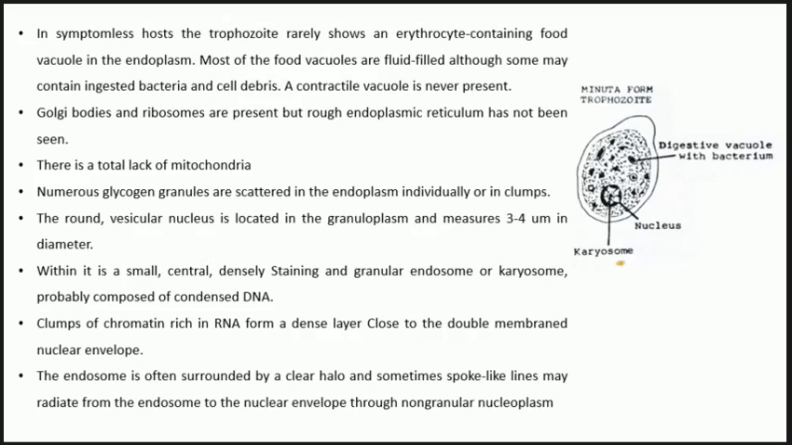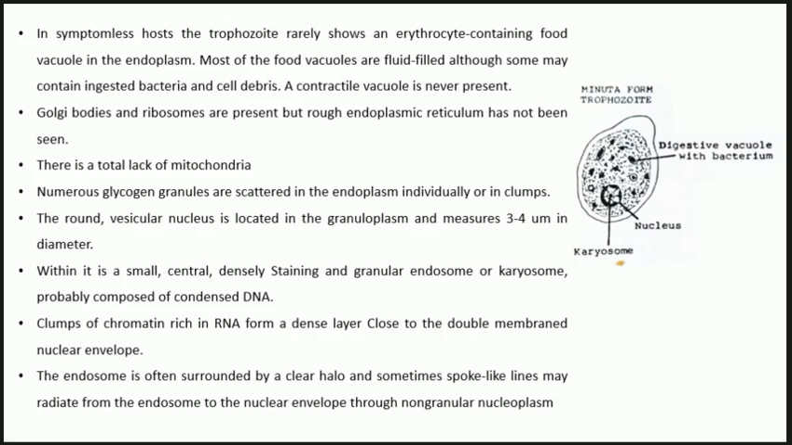Now there is a lack of mitochondria. Remember, this is a very distinct thing. Golgi bodies and ribosomes are present, but rough endoplasmic reticulum has not been seen. First. Second, there is a total lack of mitochondria. So even though it is a typical unicellular organism, you may not see mitochondria. What is the reason? We will talk about that reason.